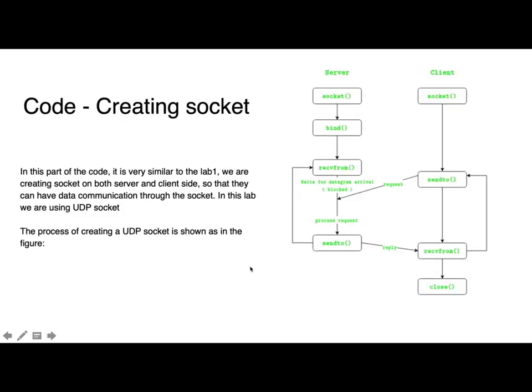Next, we'll talk about the codes, those essential parts that we utilized in this program. First of all, the code for creating sockets. This part of the code is very similar to lab 1. We are creating sockets on both server and client side for the data communication, so that they can talk to each other. In this lab, we're using UDP sockets instead of TCP, because there is no handshaking, so it's much faster.